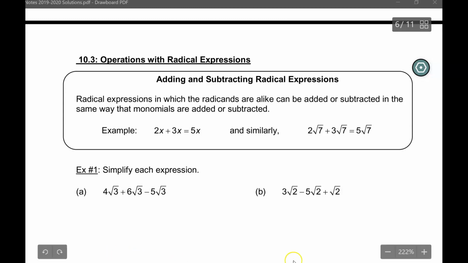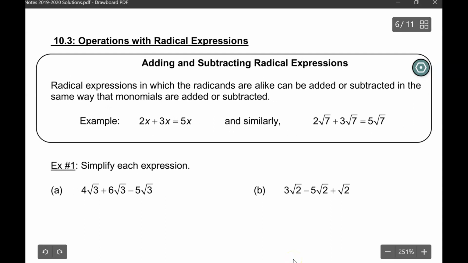Okay, so today we're going to look at operations with radical expressions. So this really goes back to what we did in the first lesson. And when we add and subtract radical expressions, we really think of like terms. All right, so for example, if we have 2x plus 3x, we combine those to get 5x. So if we have 2 root 7 plus 3 root 7, we just combine the coefficients, the 2 and the 3, and that's how we get 5 root 7.